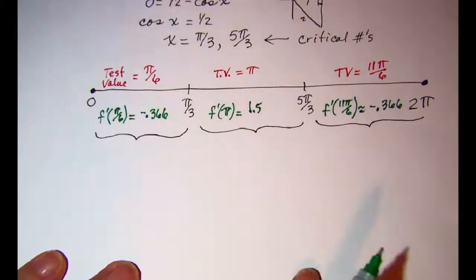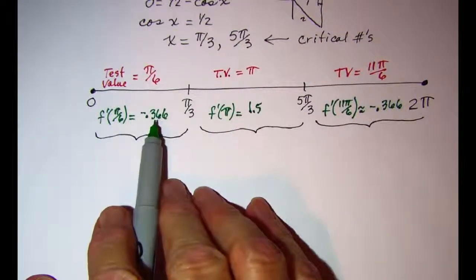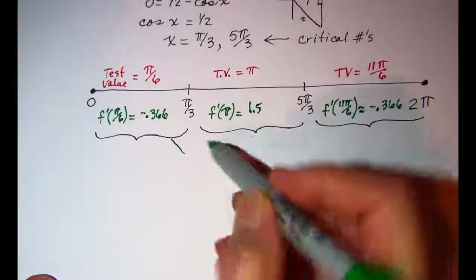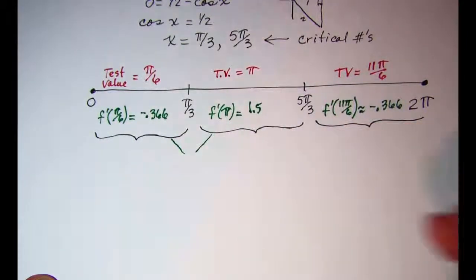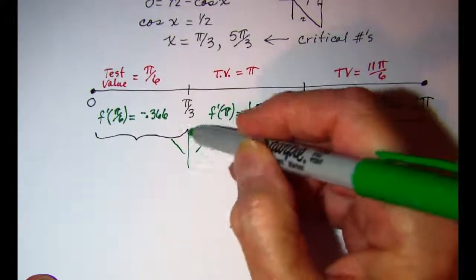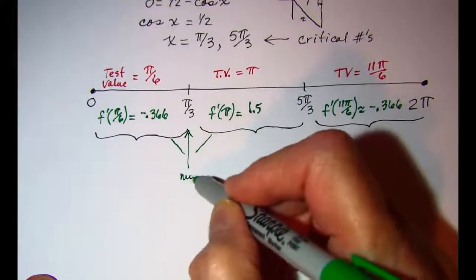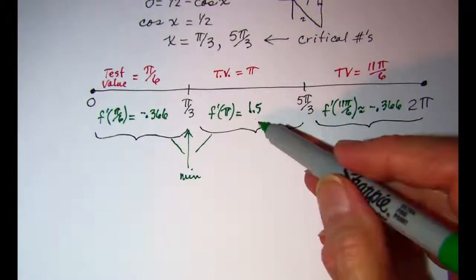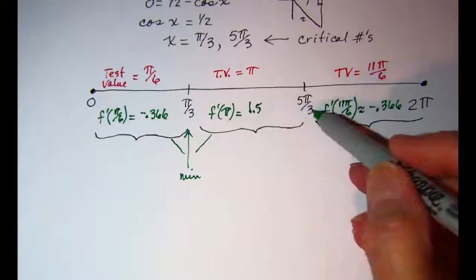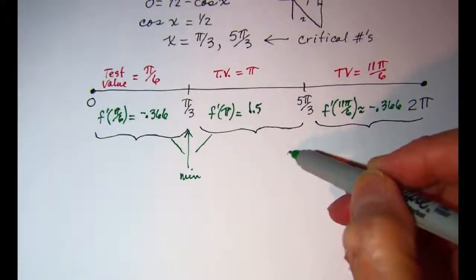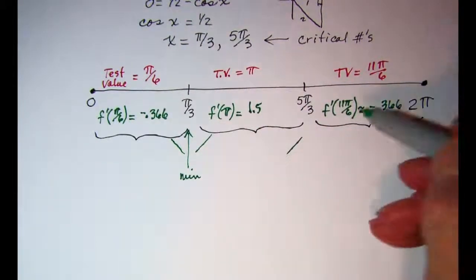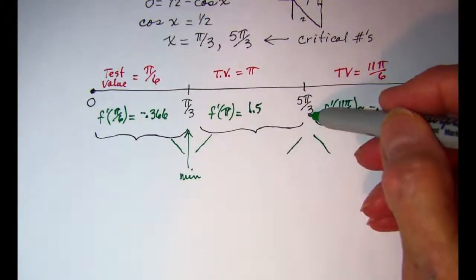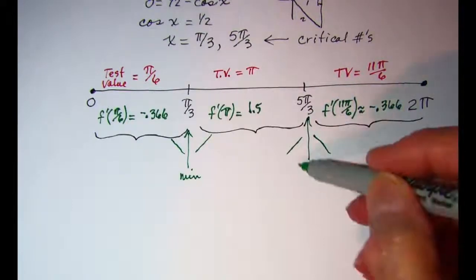Right now, this derivative is negative. This derivative is positive. So we have something that's going like this. That means that at this point, we have a min. On the left side of our critical number here, I have a positive derivative. On the right side, I have a negative. So this point is going to be a max.